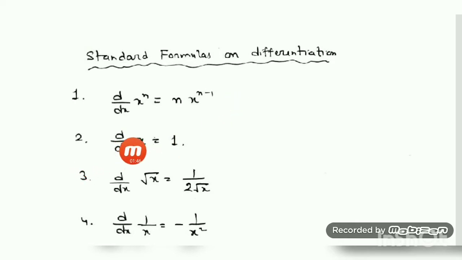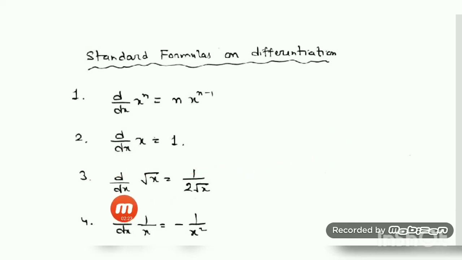Number 2, that is d/dx of x equal to 1. Remember it? But actually it is derived from the first formula. x means what? The power is 1, a constant. So if I use it here, it becomes 1 into x to the power 1 minus 1. x to the power 1 minus 1 means x to the power 0, which is 1, so 1 into 1 is 1. From here also we can derive it, but if you remember this as a formula, it will be easy to do the calculation. That's why I am giving it as a separate formula.